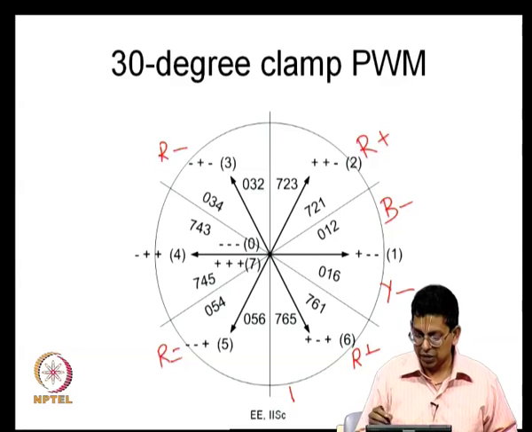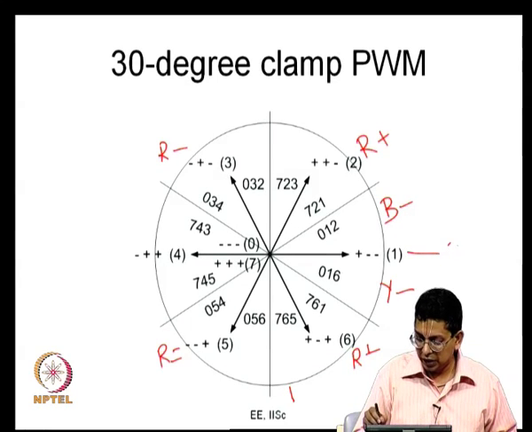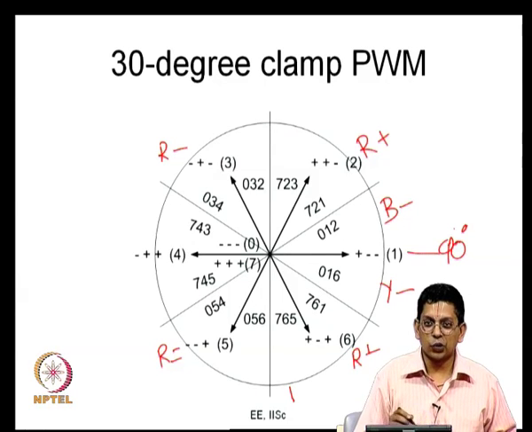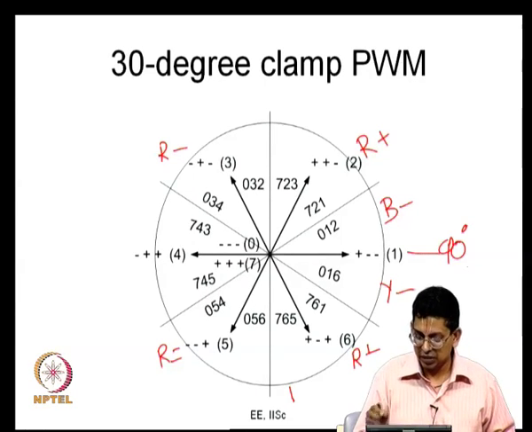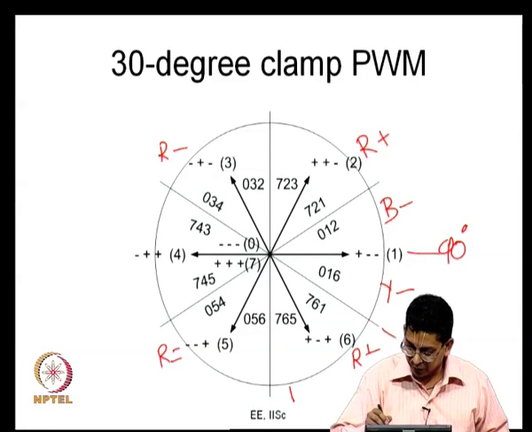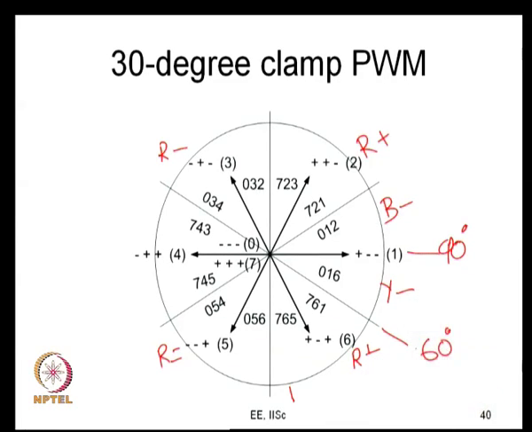So, if you look at this, this line corresponds to 90 degrees, that is the R phase is going through the peak. So, that is the instant 90 degree now. So, this line is 60 degrees, that is at the instant 60 degree the vector will be aligned here, and this is 0 degree. At the instant 0 degree the vector will be aligned here, at the instant 30 degree the vector will be along this axis, and this is 60 degree, this is 90 degree and so on.